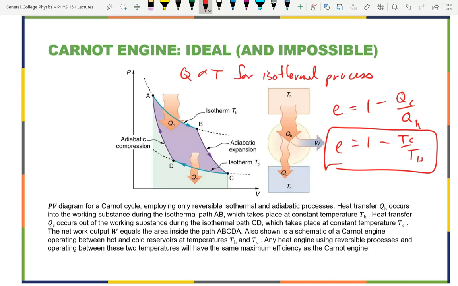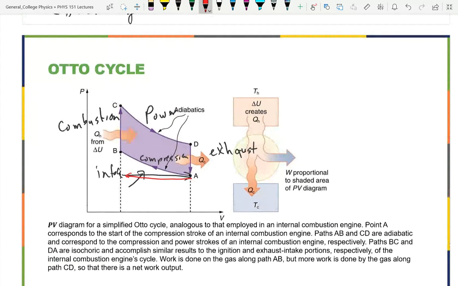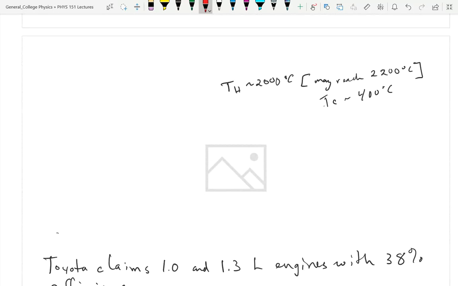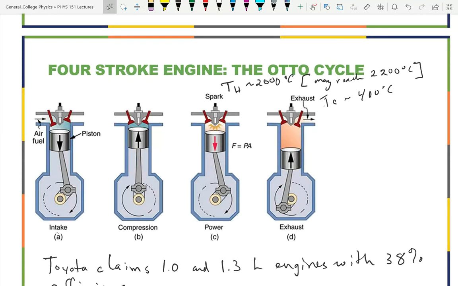So I looked up numbers. This is what I was doing for the last half hour before class, trying to find accurate numbers for the temperatures of an automobile engine. I found some sources with wildly different numbers, but I think these are reasonably close. The high temperature for an automobile engine, that is the temperature of the burning gas, is around 2000 Celsius. And the cold temperature, the temperature of exhaust coming out of the pistons, is around 400 degrees Celsius. So you have a pretty good drop in temperature as the gas expands.